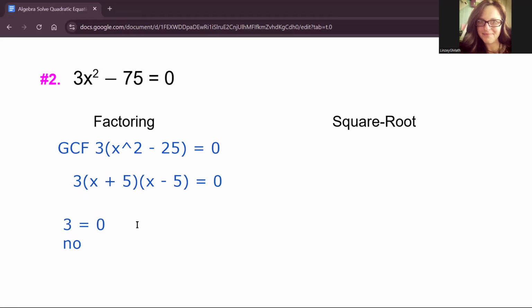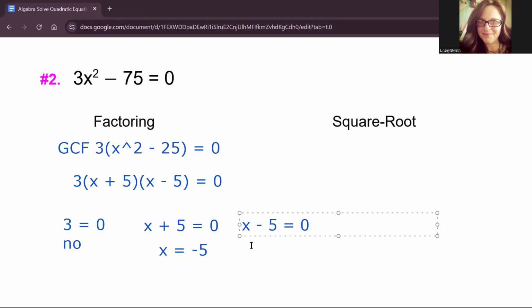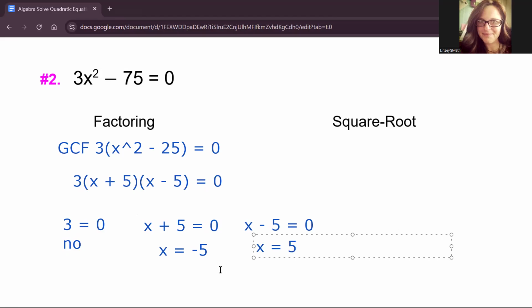That one doesn't make any sense. But x plus 5 is equal to 0. We can solve, subtract 5 to bring it to the other side. And we'll set the other factor equal to 0. x minus 5 is equal to 0. And then we'll add 5 to solve.